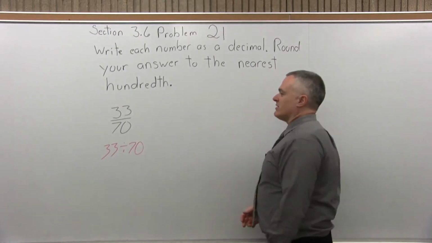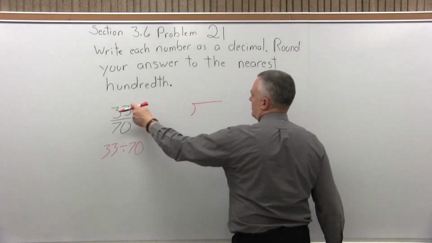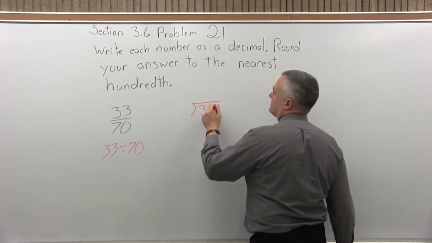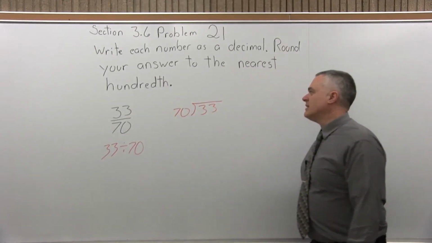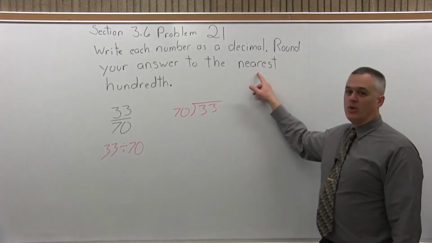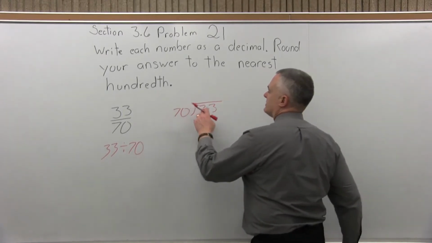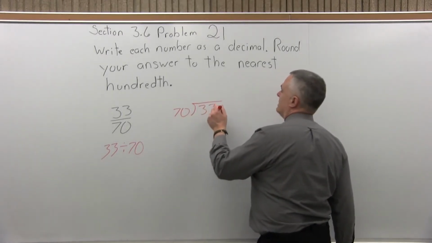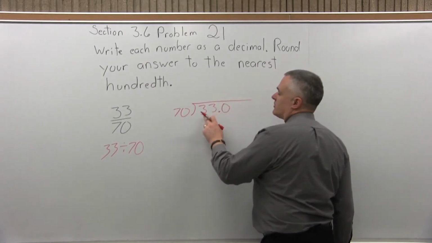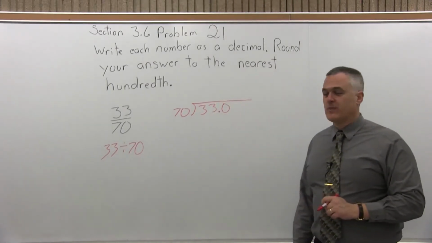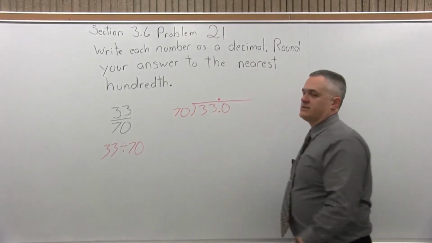Now, if you don't have a calculator, what you have to do is set up a division symbol. The numerator of your problem goes under the division symbol, and the denominator goes out in front. And I'm guessing that it's going to go out more than two places if we have to round it. So start your division. 70 divides into 33. 33 is not big enough. So we will write it as 33.0 and treat it as if it's 330. And when I do that, the decimal that I write has to come straight up into the answer.